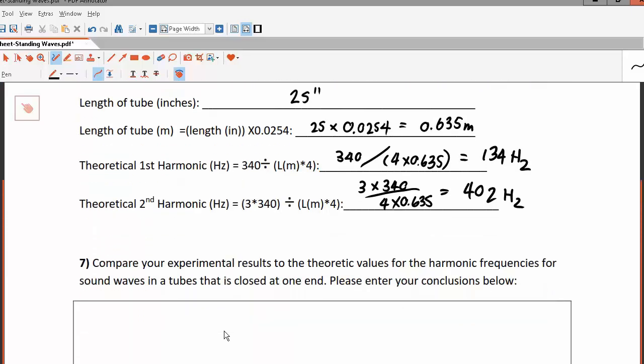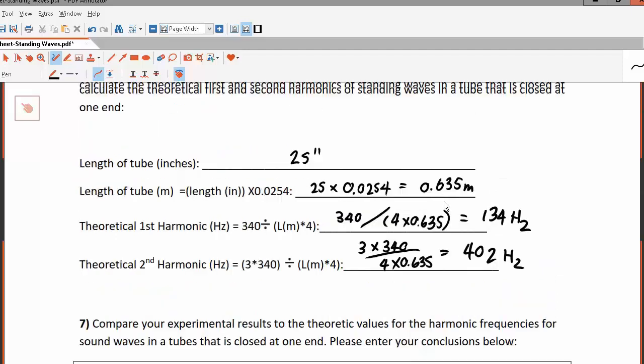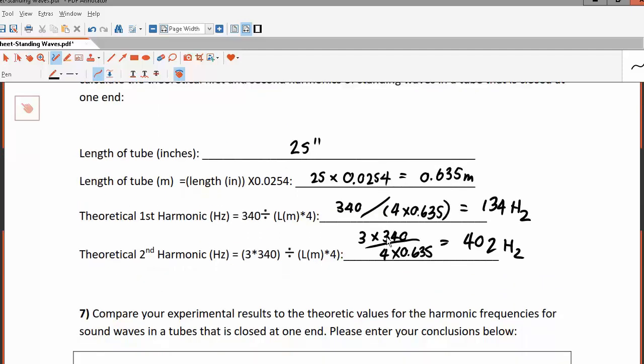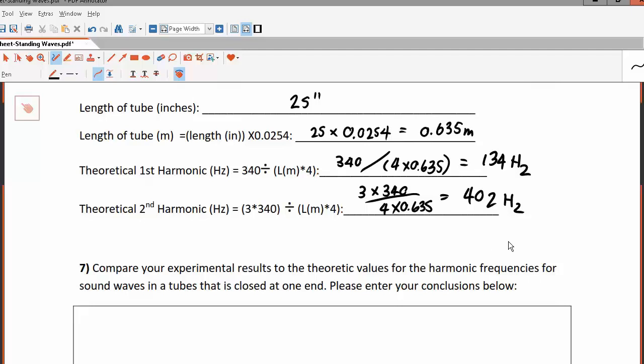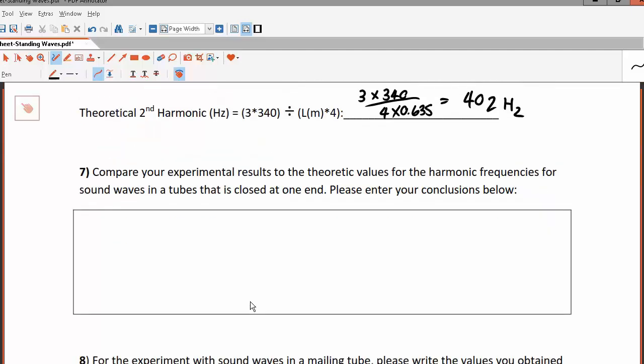In part 7, we compare our theoretical values obtained here with the actual experimental values. And I got quite close agreement, although it wasn't easy to do, as it is quite difficult to sometimes hear those resonances.